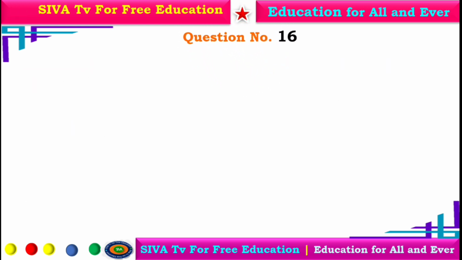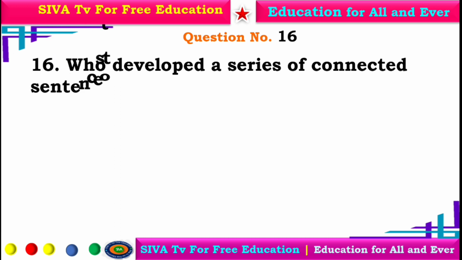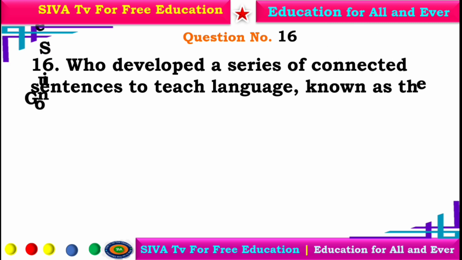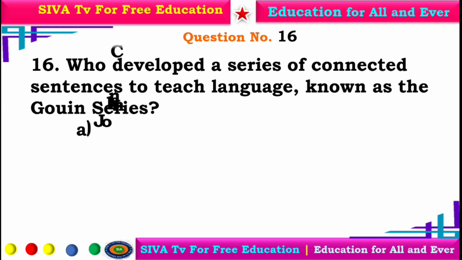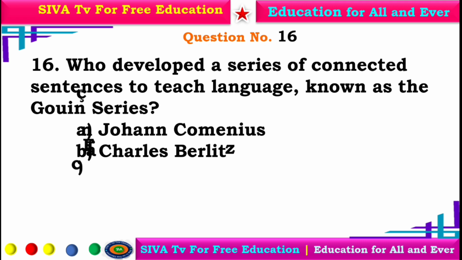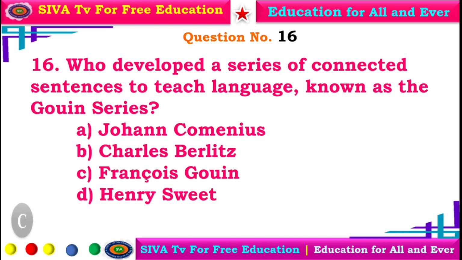Question number 16. Who developed a series of connected sentences to teach language known as the Going series? Option A, Johann Comenius. Option B, Charles Berlitz. Option C, Francois Goin. Option D, Henry Sweet. The correct answer is option C, Francois Goin.